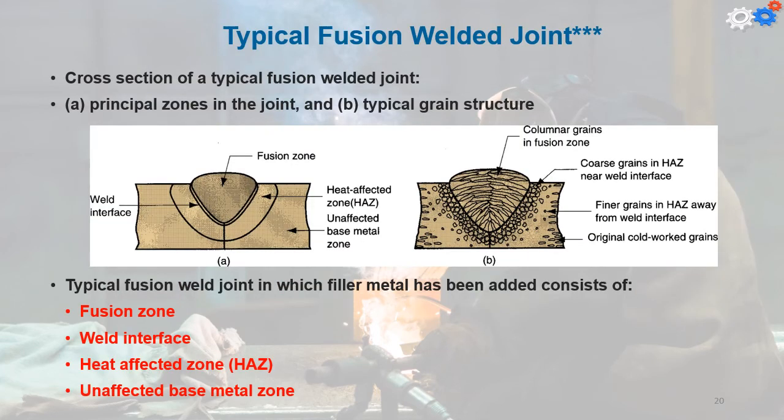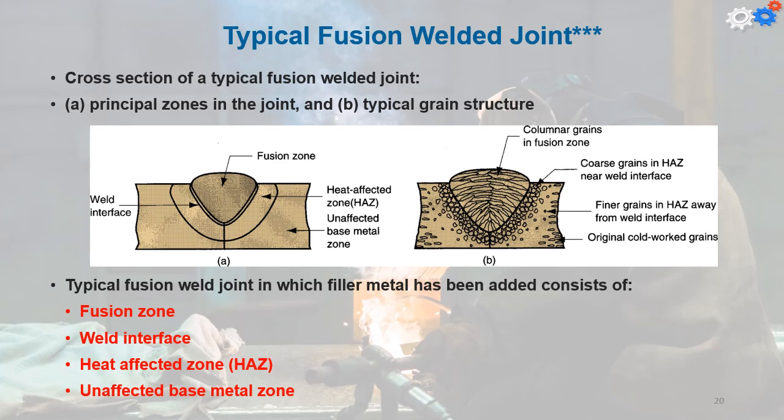The cross-section of a typical fusion welded joint is shown in the figure. In figure A, we can see the principal zones in the joint. The typical fusion weld joint in which filler metal has been added consists of the fusion zone, the weld interface, the heat affected zone, and the unaffected base metal zone.